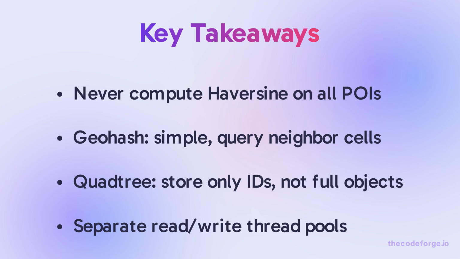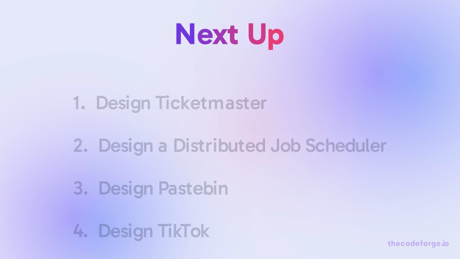To recap, never compute haversine on all POIs, use a spatial index. Geohash is simple and works with any B-tree index, but always query neighbor cells. Quadtrees adapt to density, but store only IDs and coordinates, and always separate read and write thread pools to avoid cascading failures.